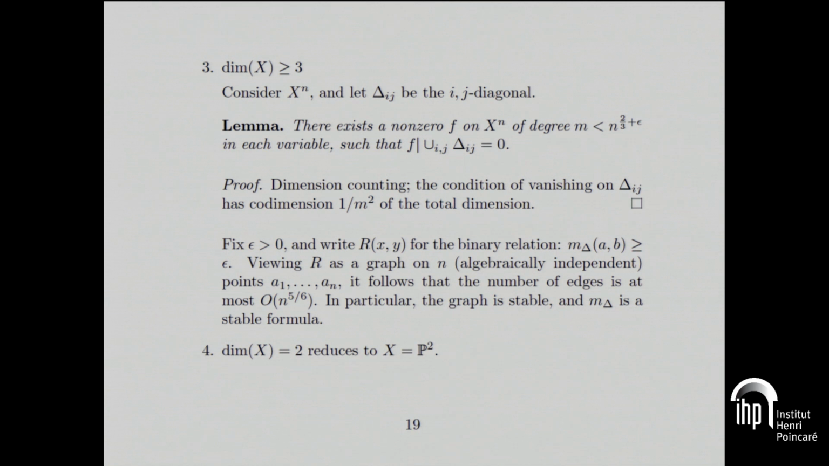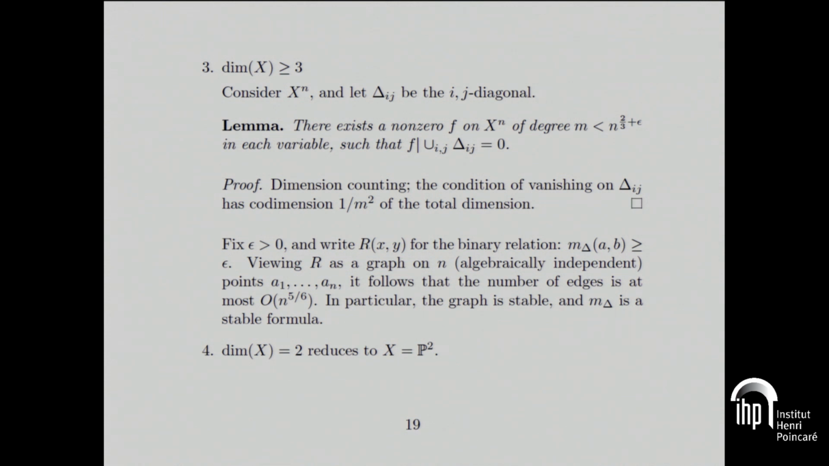Let's not look at curves, let's look at varieties of dimension 3 or more. In this case, you get into some combinatorics. You have a lemma saying that there exists a polynomial in many variables which vanishes on all the diagonals, but its degree is not n squared. It's not the number of diagonals. It's substantially less than the number of diagonals.